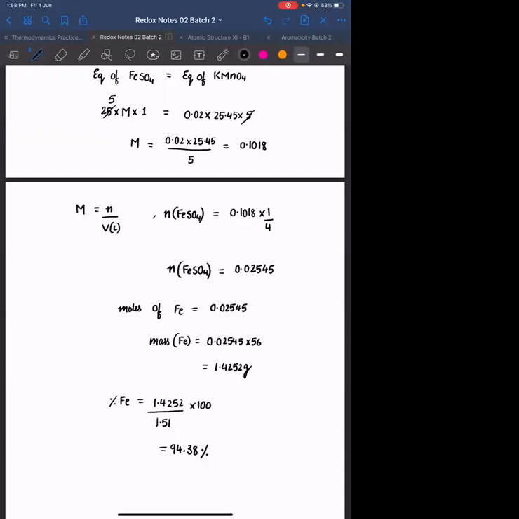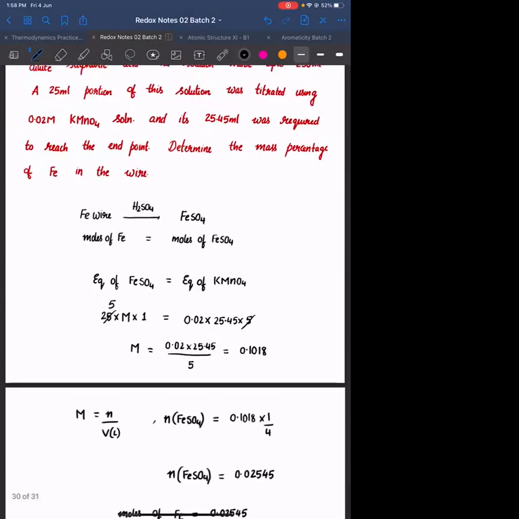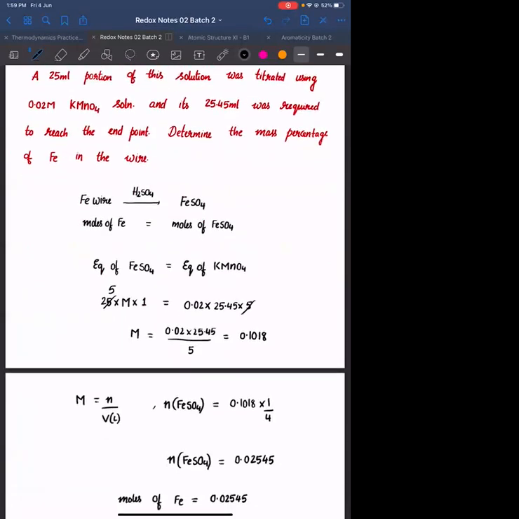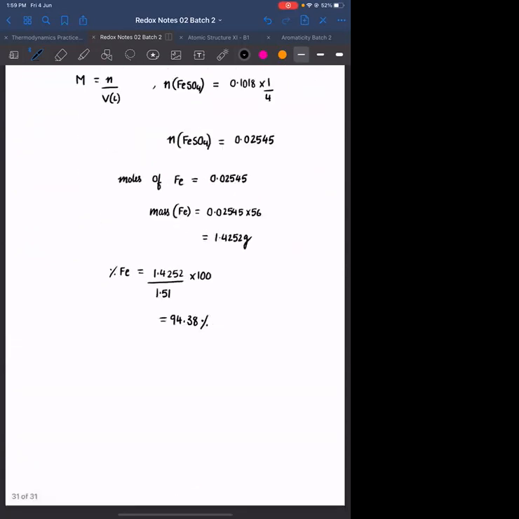Did you understand the question? What is happening? Whenever I treat the Fe wire with H2SO4, it is converting into FeSO4. That FeSO4 reacts with KMnO4 to form some products. You are estimating the molarity of FeSO4 with the help of KMnO4 titration. Once you know the molarity, you can find the moles of FeSO4, which are exactly equal to the moles of Fe. From every 1 mole of Fe, you can form 1 mole of FeSO4. That's the logic. Is that clear? Yes sir. Okay.